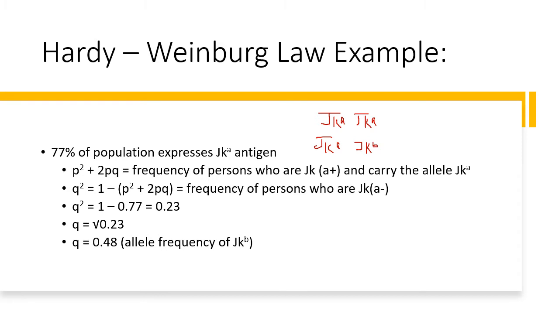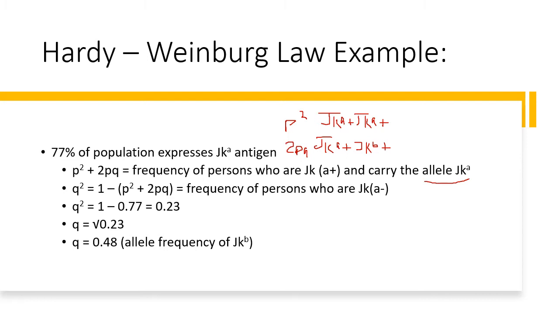All of these people, if you put a plus sign here, are positive for JKA. The first one is JKA, JKA, the second one JKA, JKB. This was the P squared, and this one was the 2PQ. So they all carry the JKA allele.